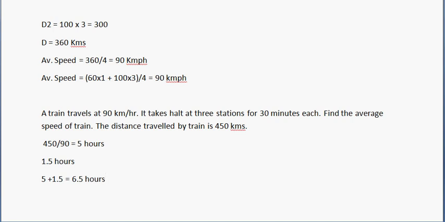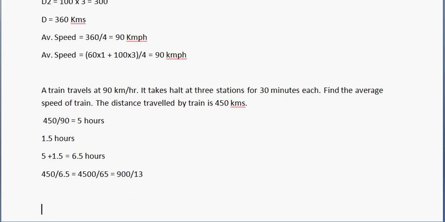So this is the total time taken by the train, right? So 5 hours to cover 450 and 1.5 hours as a halt time. So total time taken to complete the journey is 6.5 hours, right? Total distance is 450. Therefore the average speed would be this much, right? 450 divided by 6.5, which is equal to 4500 divided by 65, which is again reduced as 900 divided by 13. So whatever is the answer, it's nearby 70, right? Almost approximately 70 kilometers per hour, right?